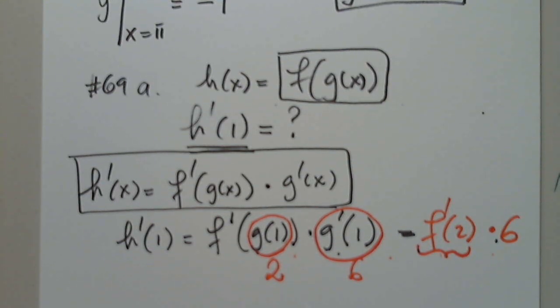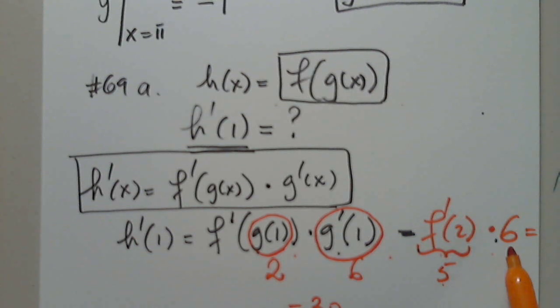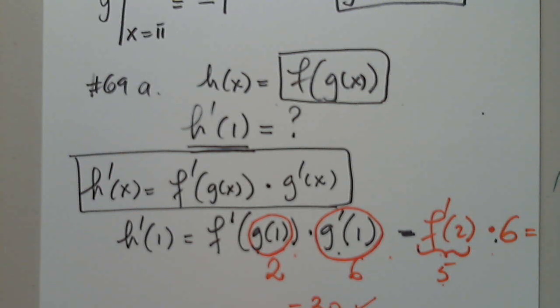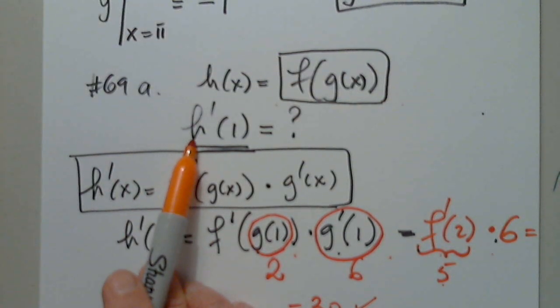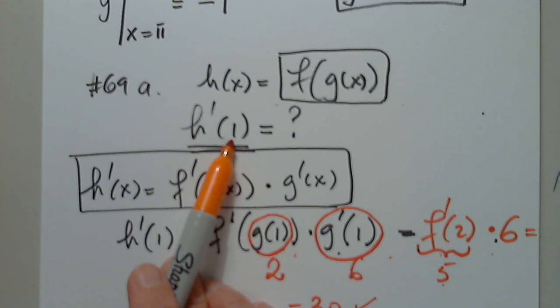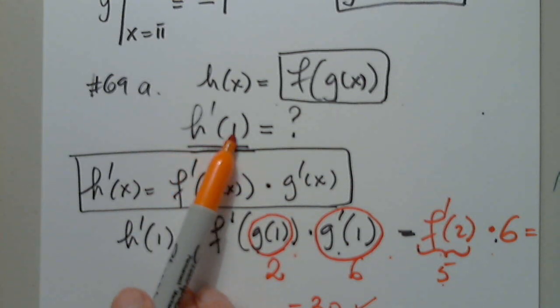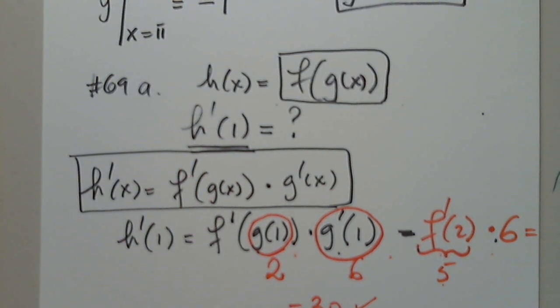f prime of 2. f prime of 2 is? 5. That's it. So the final answer is 30. f prime of 2 is 5, 5 times 6 is 30. This is it. What does this represent? It's the instantaneous rate of change of function h when x is 1. Very good.